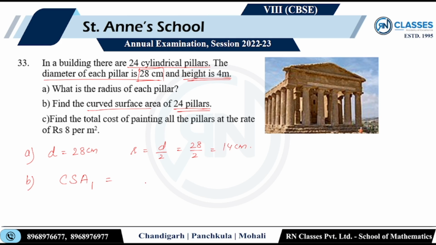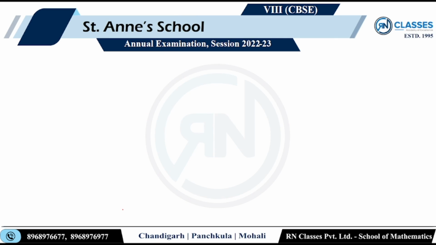Now what is the curved surface area of cylindrical pillars? 2 pi r into h. So 2 is okay, 22 by 7 is okay. Now the radius is 14 centimeters, so 14 by 100. H is 4. 2s are 14. And this comes out to be 3.52 square. But I did not have to find the curved surface area of one pillar, I had to find the curved surface area of 24 pillars. So curved surface area of one pillar into 24.